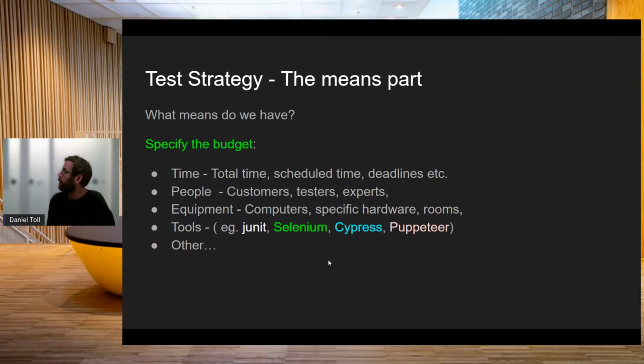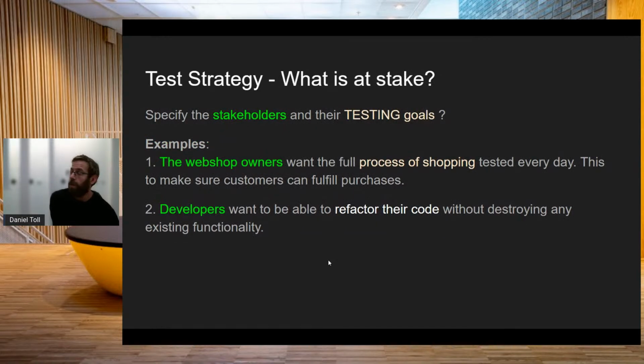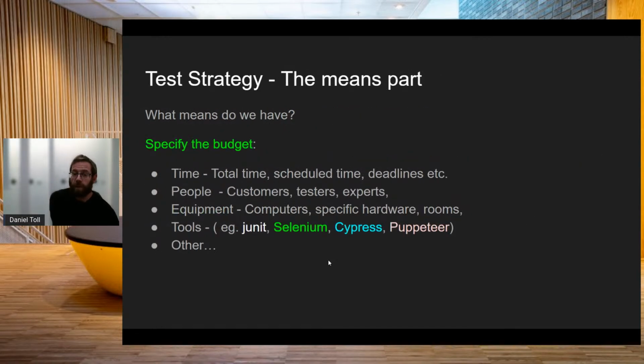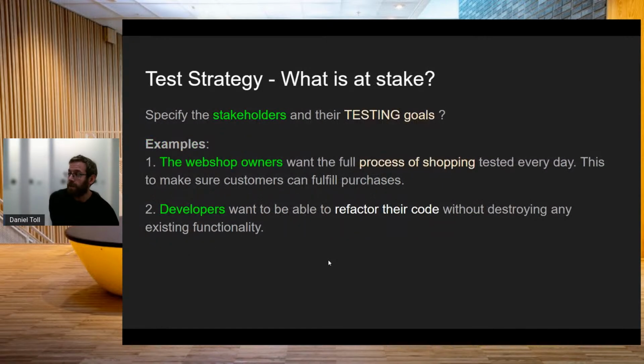So when we know how much we can get and what we can get, then we can make up a plan to reach our testing goals with the means. So if I don't have access to experts, what can I do? How can we reach our goal still, right?